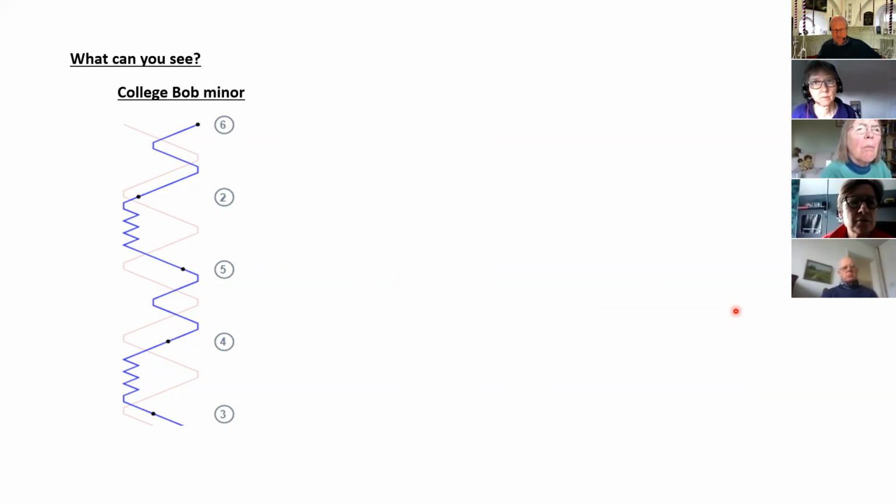If you think about it, between the treble lead here and here, you've actually got a total of 10 rows. And the triple dodge takes 1, 2, 3, 4, 5, 6, 7, 8. And then these two rows here are taken up with the other dodge bell doing his lead before he shoots off the front.